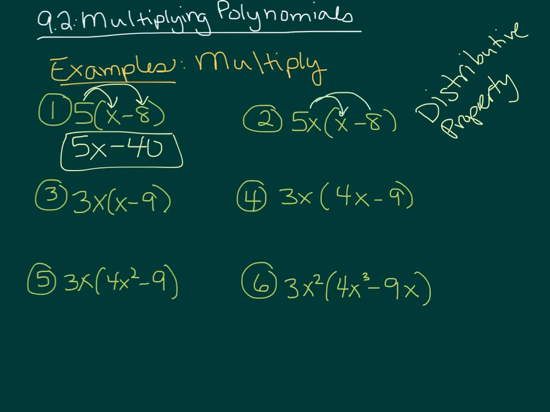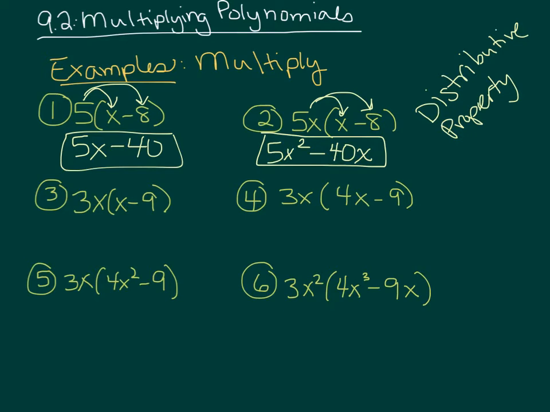Number 2 involves the exact same process, except that we start with 5x times x. So 5x times x is going to give us 5x squared. We also have 5x times 8. That is going to give us 40 times x. So if these were kind of new to you, maybe try numbers 3 and 4 on your own.